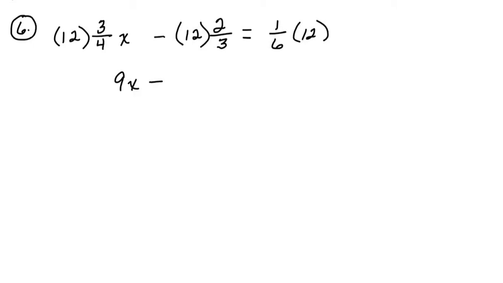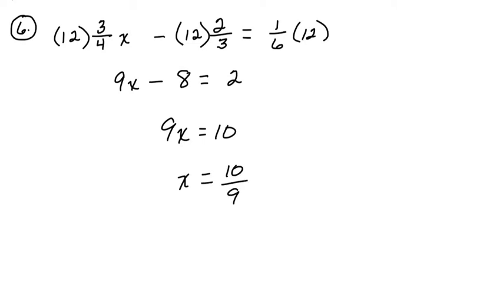3 goes into 12 4 times. 4 times 2 is 8. And 1/6 of 12 is 2. So now I have a basic two-step equation. Add 8 to both sides and then divide by 9. So your answer is 10/9.